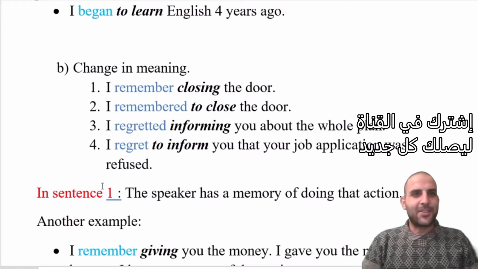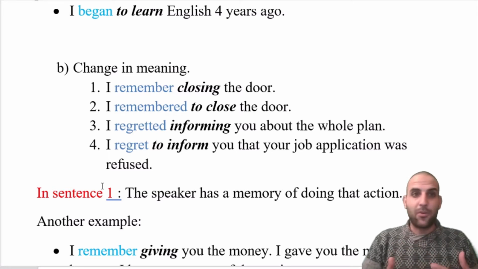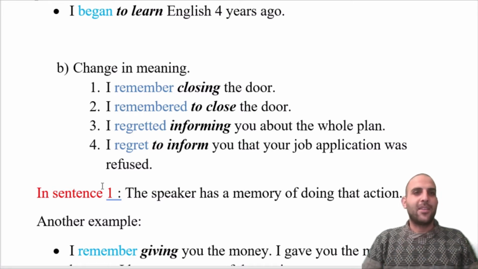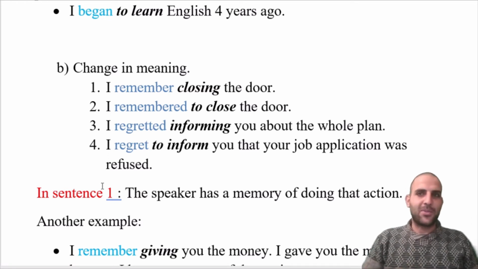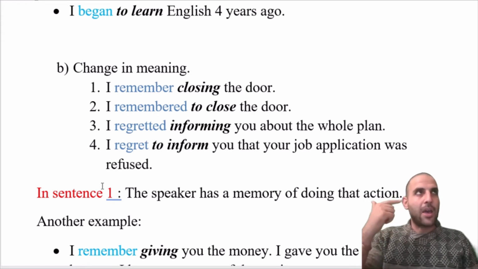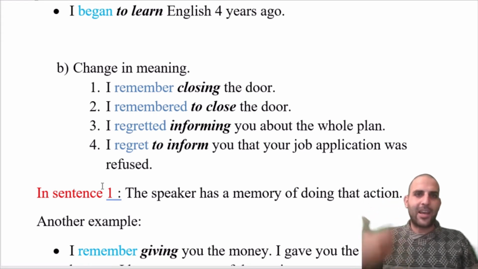Now there is another type that we can use with both, but the problem is that there is a change in meaning whenever we do that. For example, remember closing or remember to close, right? With the verb remember, if I say, for example, I remember closing the door, it means that you have the memory of that action. That action happened in the past and you remember it. You say, I remember closing the door, which means I closed the door.